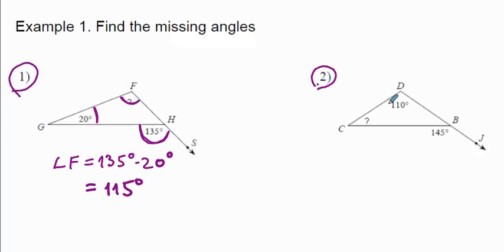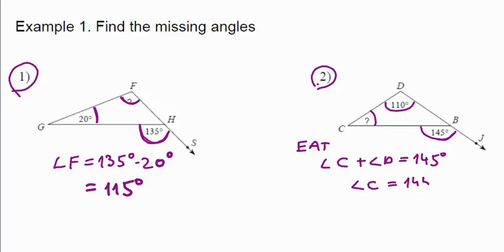Very similar question. We have angle D, and we have angle C, and then we have the external angle, 145. So the external angle theorem says that if we add angle C plus angle D, we should get 145. So really, if I just want to find angle C, I just have to subtract 145 minus 110, which is the angle D that we have. And that gives me 35 degrees. And that is it.